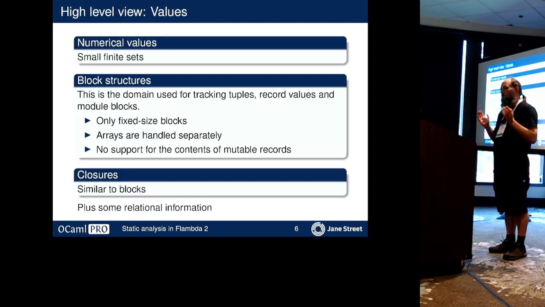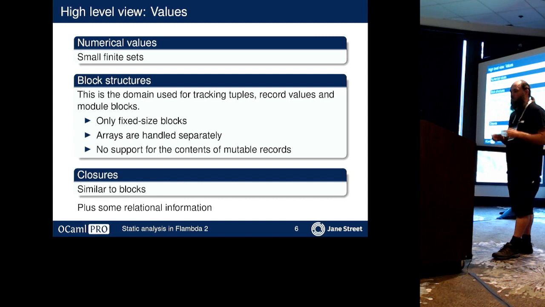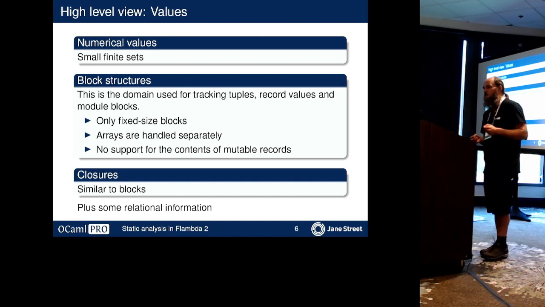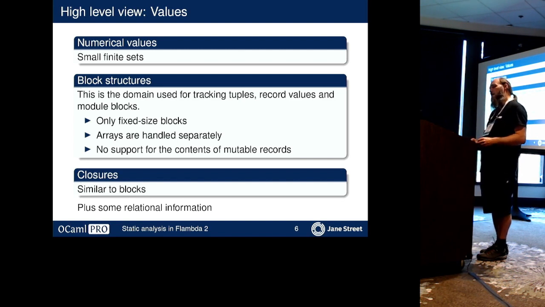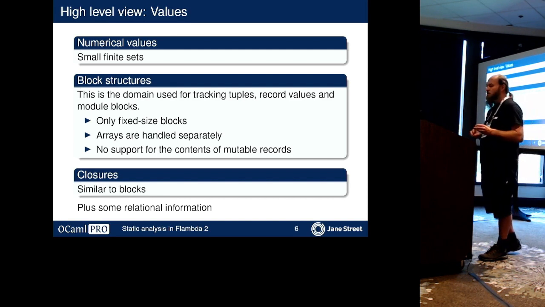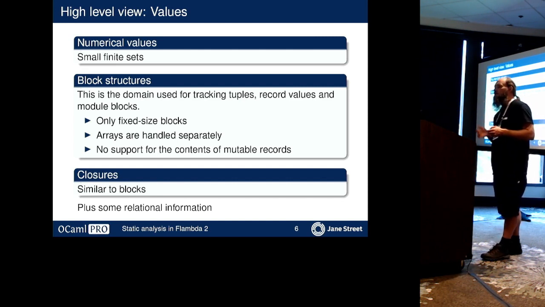So what does the domain look like? The values in the domain are, for numerical values, just a small finite set, simple. It's mostly simple, because most of the time that's sufficient for optimization, and we don't need that much more. So blocks are kind of the most important structure where we need to be a bit precise. We only track precise information about immutable blocks because that's simpler. And the OCaml memory model in general would make it quite harder to do a local analysis that says anything about mutable values.